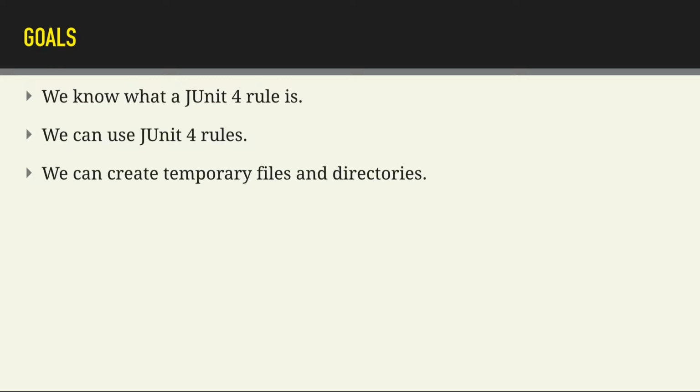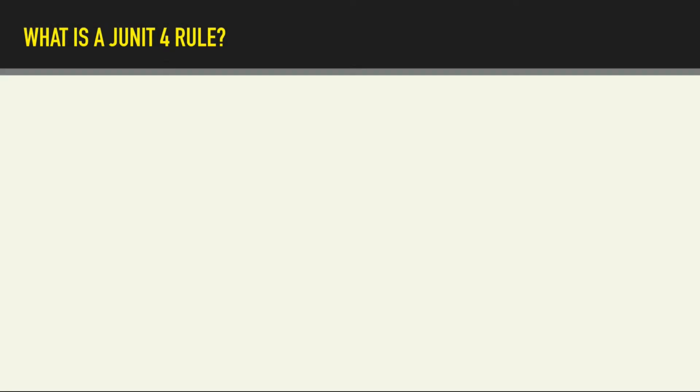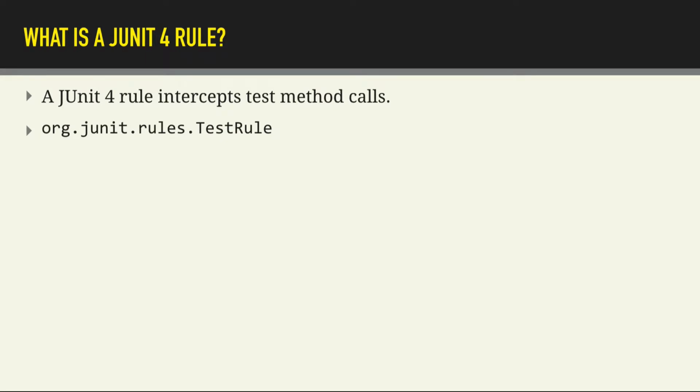Let's start by taking a quick look at JUnit 4 rules. A JUnit 4 rule is a component that intercepts test method calls and allows us to do something before a test method is run and after a test method has been run. All JUnit 4 rule classes must implement the org.junit.rules.TestRule interface.